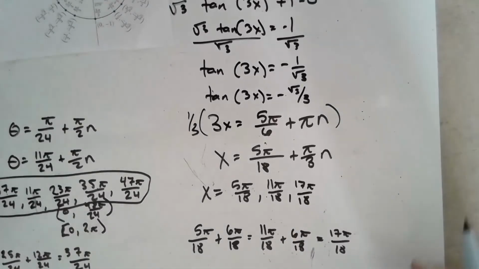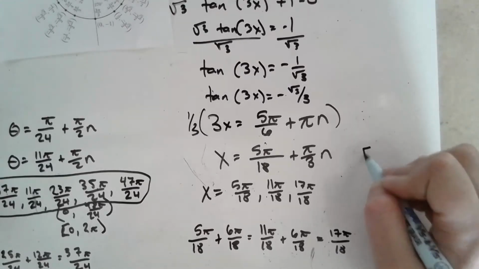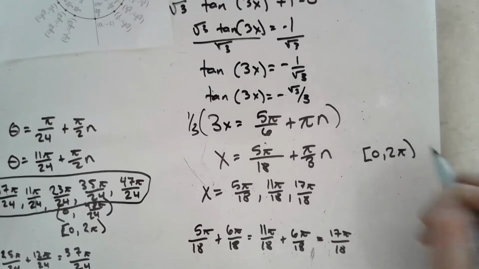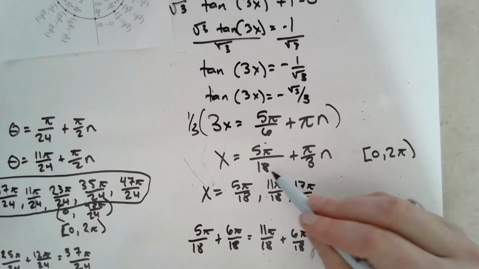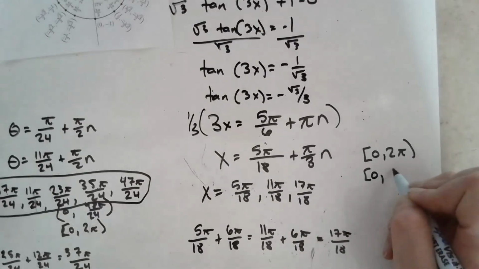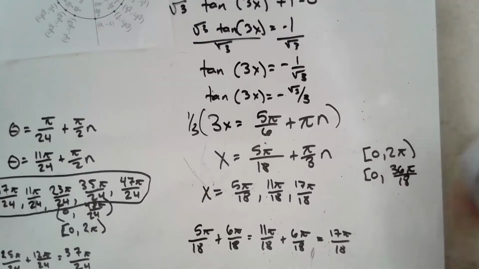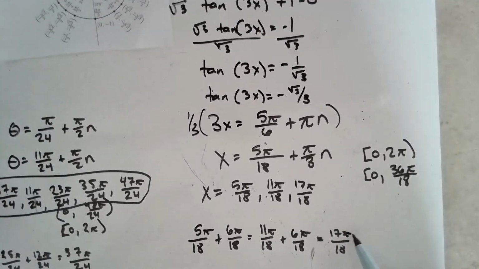Okay, before I keep going, I just want to do a quick how far should I go. My interval is between 0 and 2 pi, but I'm dealing with 18ths. So my interval is 0 to, let's see, 18 doubled, I should know that, is 36. So we're going to go to 36 pi 18ths, because that's the same thing as 2 pi. So far I'm here at 17. I'm going to keep going.